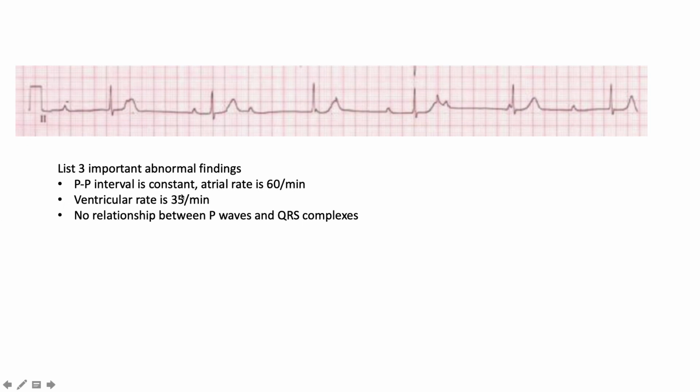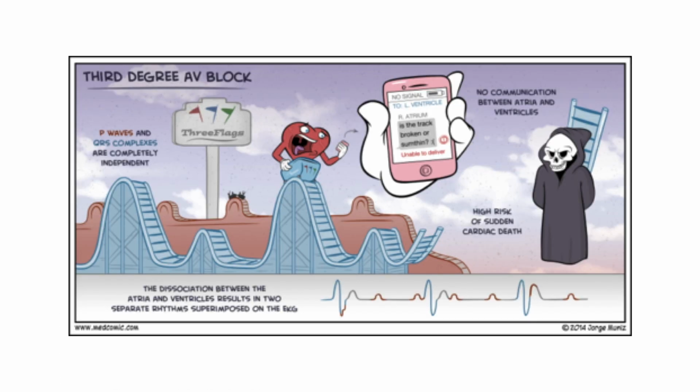So the PP interval here is constant. The atrial rate is 60 beats per minute if you count the interval between the P waves. And the ventricular rate is 35 beats per minute. So there's no relationship between the P waves and the QRS complexes. They're just not talking to each other. This is complete or third degree heart block. And patients who have third degree who don't get paced are in danger of death.